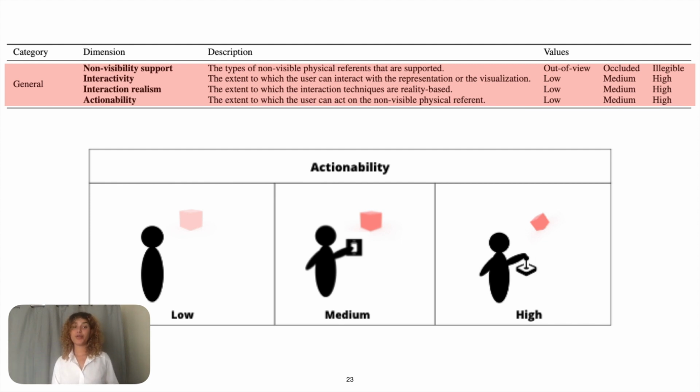For a low value, the situated visualization system does not let the user act on the physical reference. For a medium value, the technique supports basic action on the physical referent, such as flipping electronic states on and off. For a high value, the technique allows rich manipulations on the physical reference.